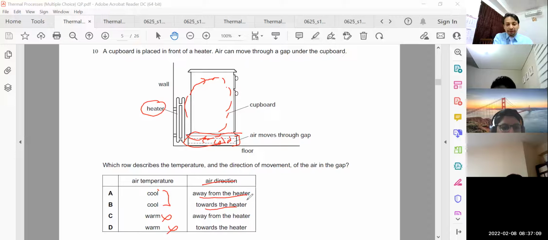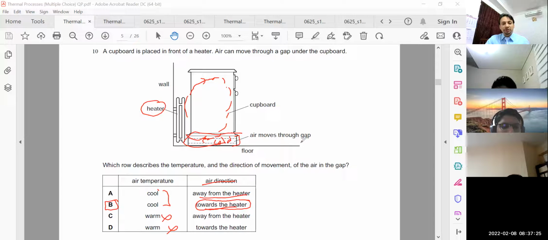So then we will go with the one towards the heater here. B is the best answer from A and B, and out of these four options. Let me check your answer. Here said B. Yeah, very good. Yon Kim said it is 10B.